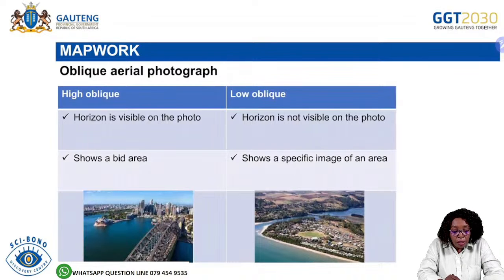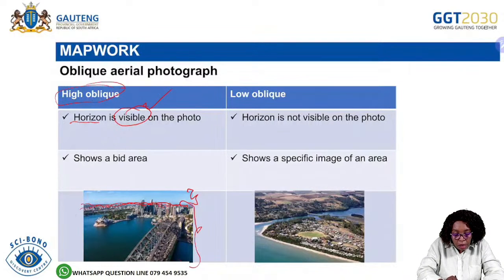When we are looking at a photo that is high oblique, the horizon is now visible on the photo. As you can see here, this is where we are referring to. We can be able to see the horizon there. And then it shows a bit of an area. So it would cover the smaller area. So we can just see the smaller area that is taken there.